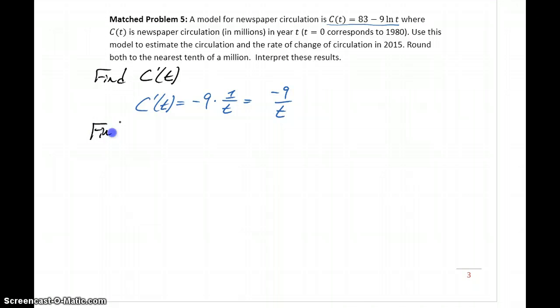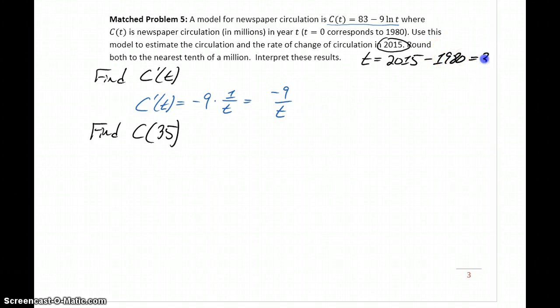So now what we want to do is find the actual number of papers in circulation when t equals 35. So we're coming up with that t equals 35 because we want to understand some things about what's happening in 2015. So the value for t that we want to consider is 2015 minus 1980, since t equals 0 corresponds to 1980, which gives us 35.